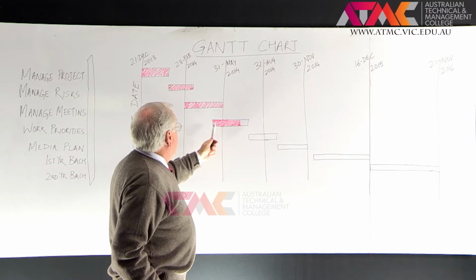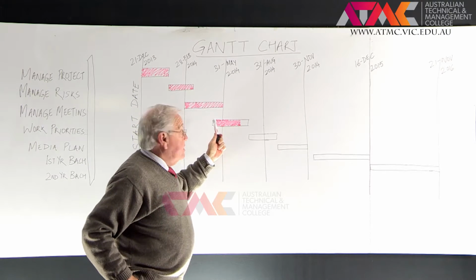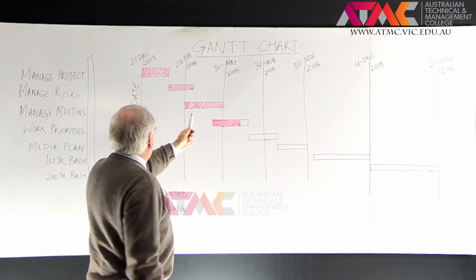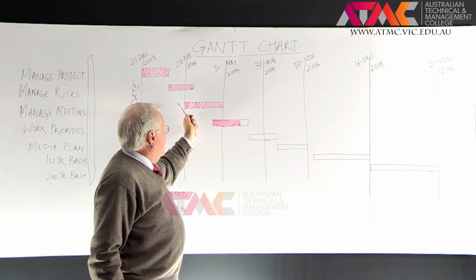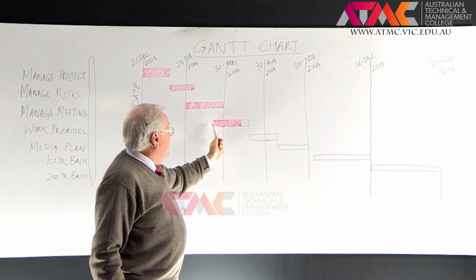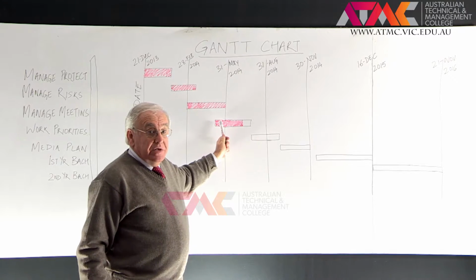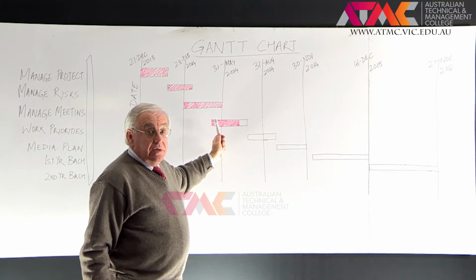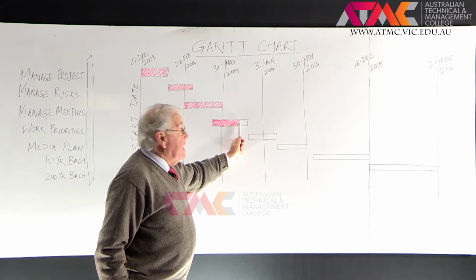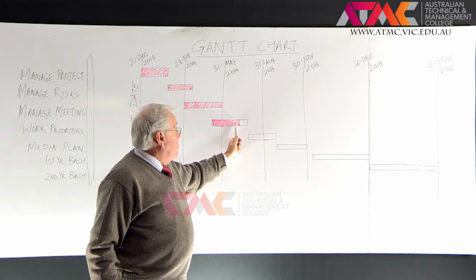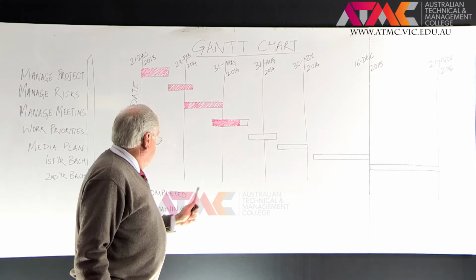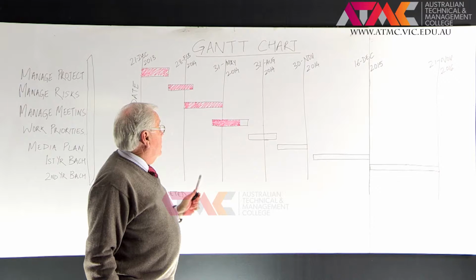So somewhere in April we've started work priorities while we were working on manage meetings. Now we've completed that. Now notice here on work priorities, only part of the bar is coloured. That means we've not completed it, but we're at that stage of work priorities. The uncoloured part means it's not completed yet. It's still remaining to do.